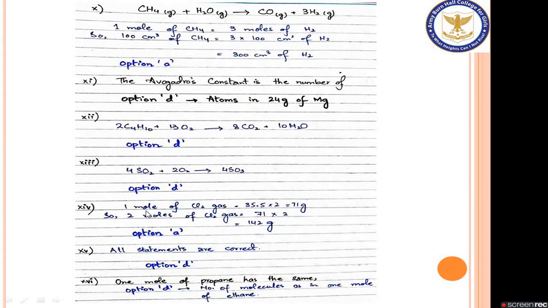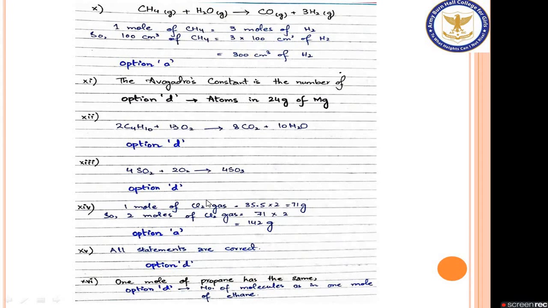So if we have 2 moles of chlorine gas, it will be equal to 71 multiplied by 2, so we will have 142 grams of chlorine gas. So 142 grams is given in option A. So option A will be the correct option.